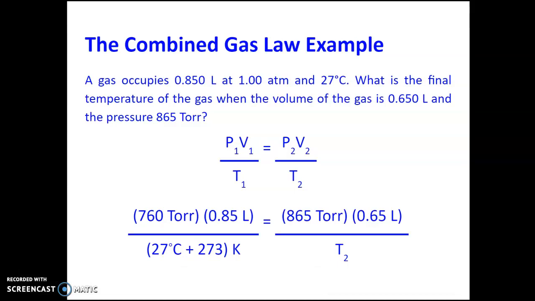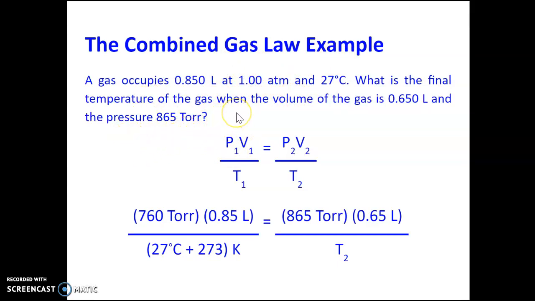We have a gas occupying 0.85 liters at 1 atmosphere and 27 degrees Celsius. We want to find the final temperature if we change the volume to 0.65 liters and the pressure to 865 torr. So one thing that sticks out to me right away, in addition to needing to turn my Celsius into Kelvin, which we always need to do, is that I have 2 different units for pressure. I have atmospheres and I have torr.